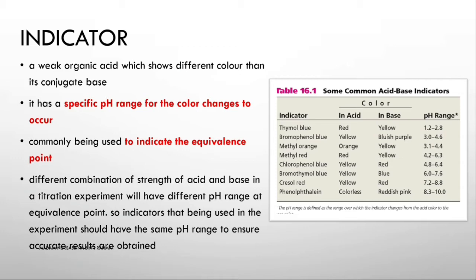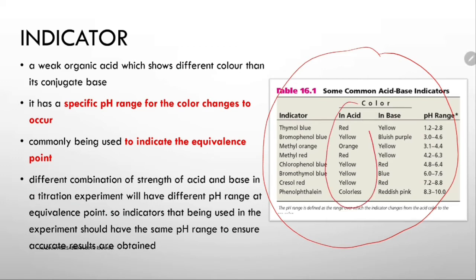Table 16.1 here lists the common indicators that are widely used in titration experiments. As you can see, the indicators have different colors in the acid form and in the base form. The transition from one color to another indicates the end point, and every indicator has a different pH range. So which indicator you need to use for your experiment depends on the pH range of your titration.